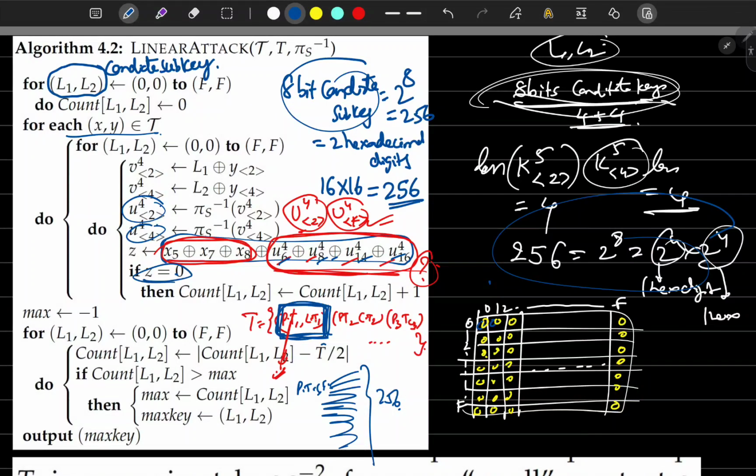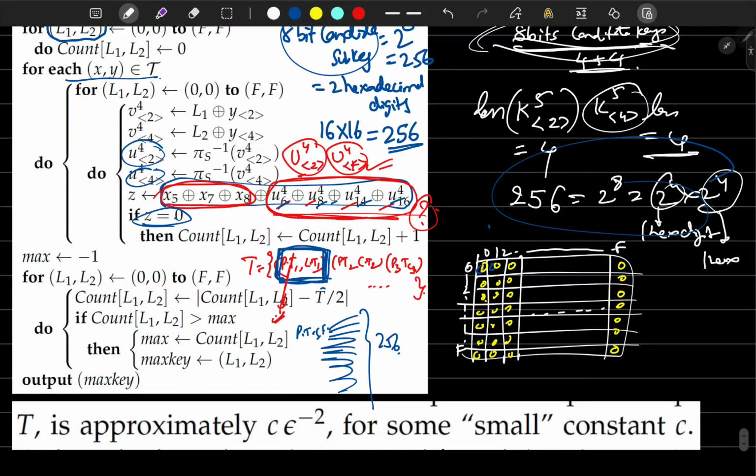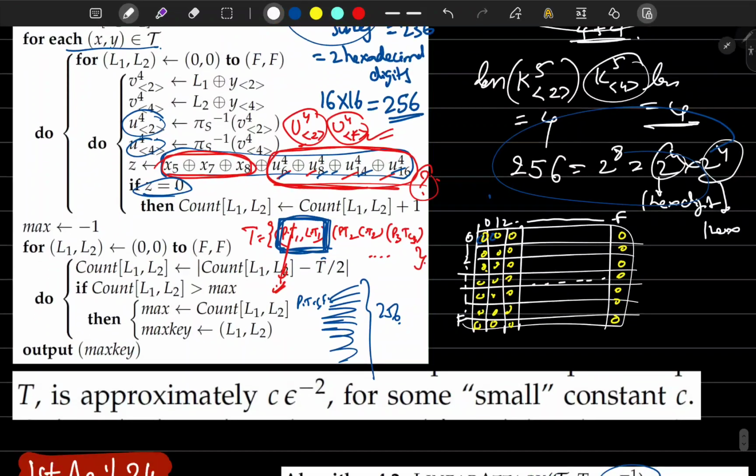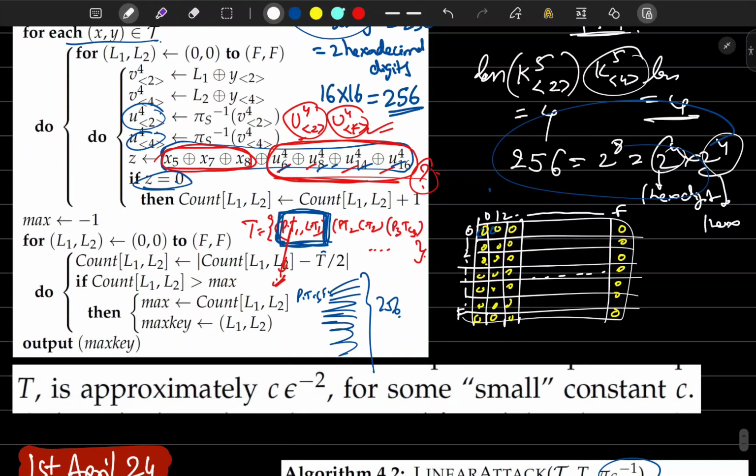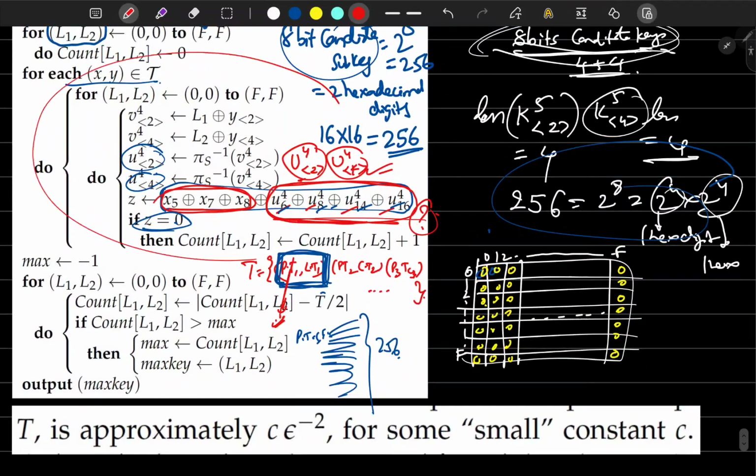If the z value is 0, then we increment by 1. If not, then silently keep it as it is. Okay, this is the whole algorithm. So how many times will we do it? We will do it for each and every tau.